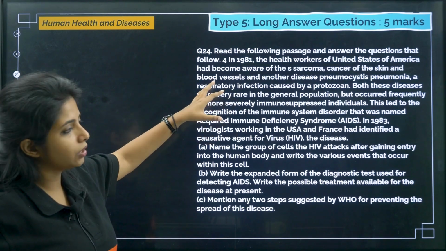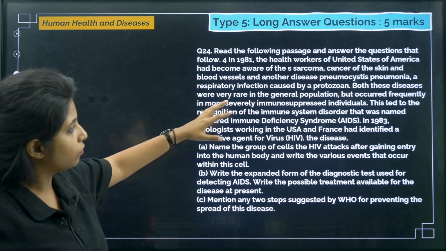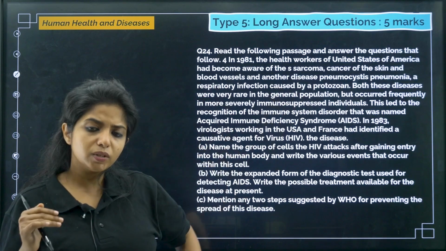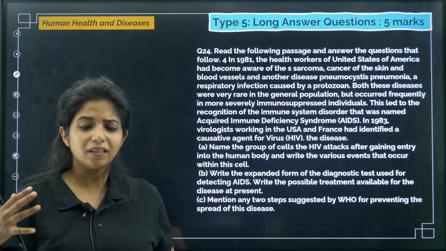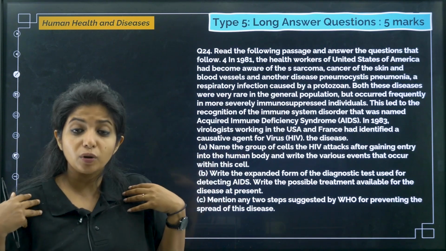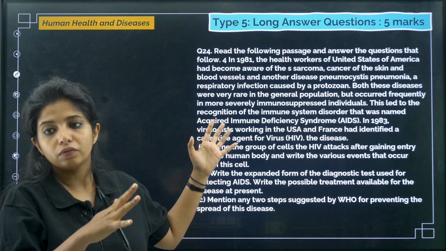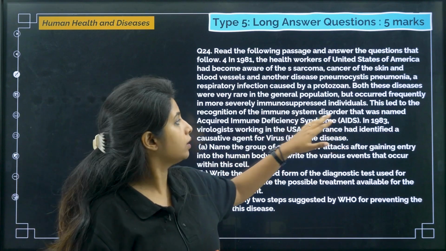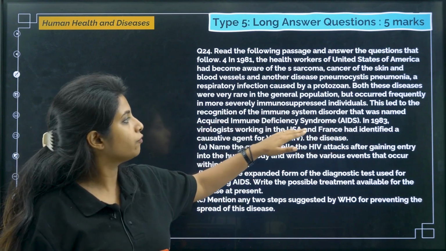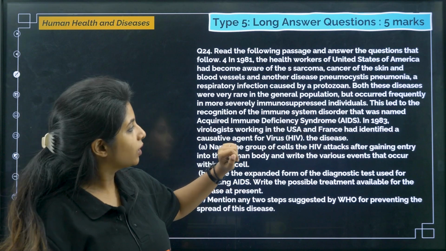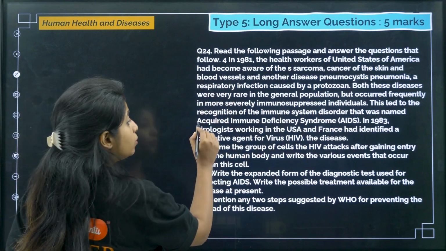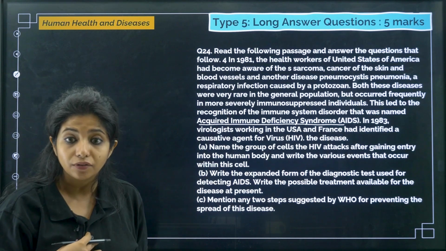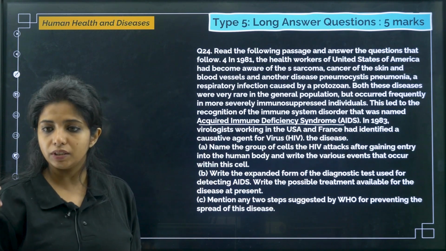So it is said that both these diseases are very rare, as in you won't find them often. But a few people who were immunodepressed, as in they were not showing much immune response, whose body was immunologically weak, were getting this disease. This led to recognition of an immune system disorder that was named acquired immune deficiency syndrome, that is AIDS. Then it was discovered that people who have this have low immune response, or their body is not immunologically active, which is why they are getting any random disease.